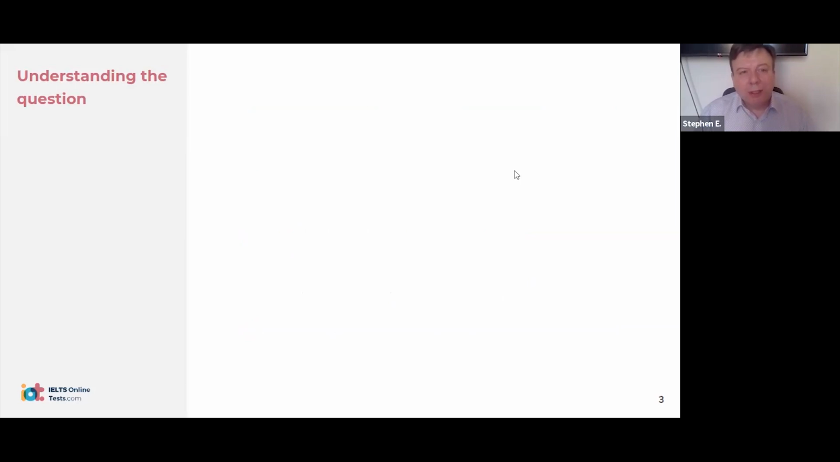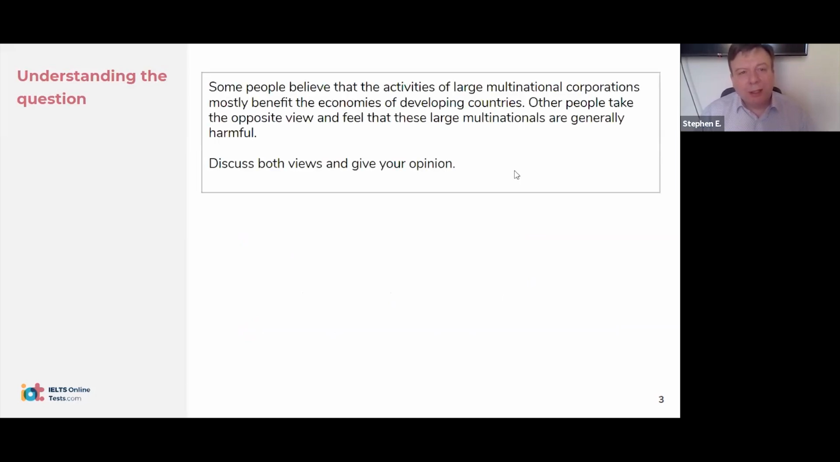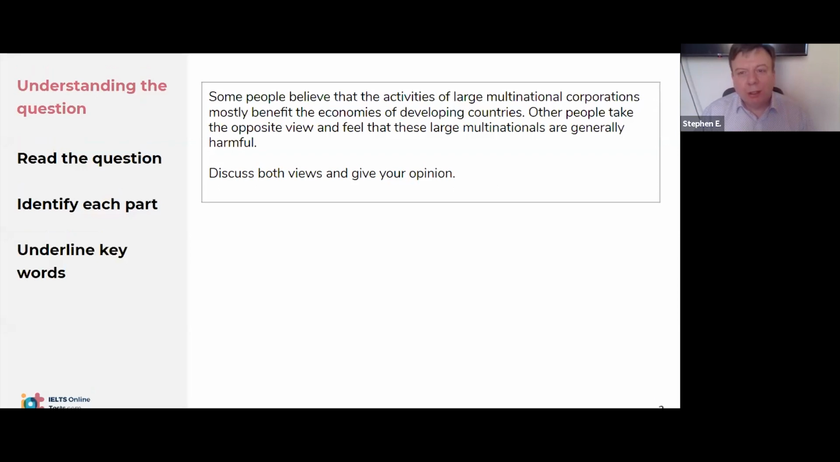So the first thing we need to do is look at the question and see what the question is asking us to do. Okay, so read the question. Okay. So we need to identify each part. So we'd underline the key words. So what do you think are the key words in the question? What do you think are the key words in this question?